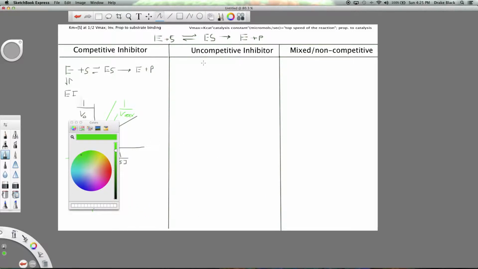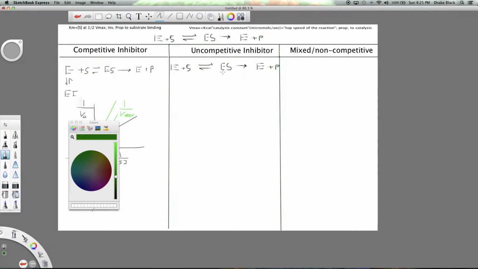Now for the uncompetitive inhibitor, we'll have the same thing right there, and then paste. Awesome. Alright, so we have the same equation without an inhibitor, but for an uncompetitive inhibitor, the inhibition actually happens at the enzyme substrate complex.